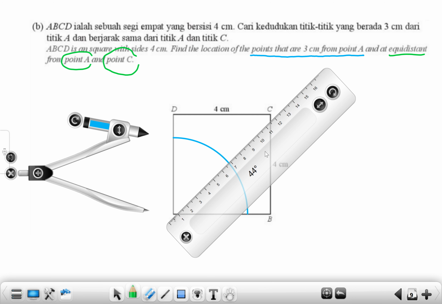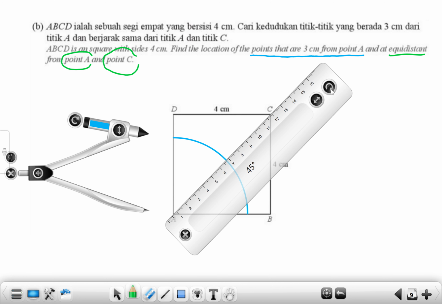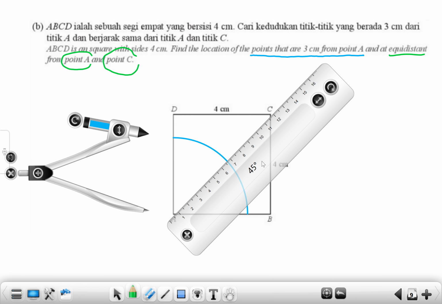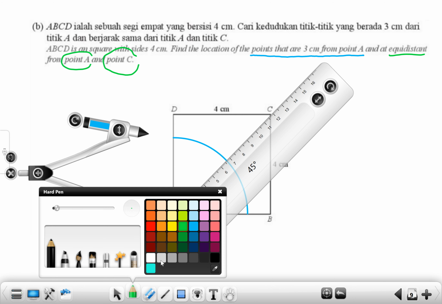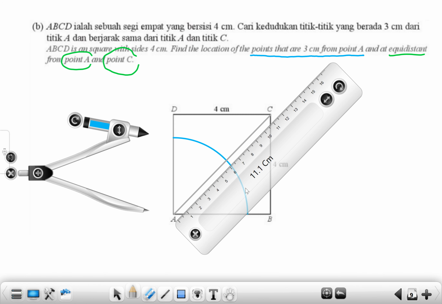Alamak, not right. Oh, 40. Almost. Oh, 45. It's good enough. Yep. Okay, first, I will need a construction line over here. I'm going to do from A to C here first. Okay. So then, what should I do?